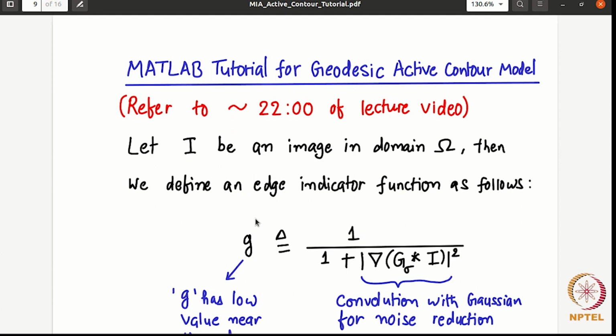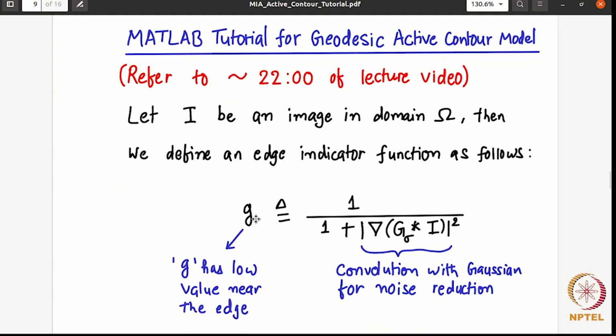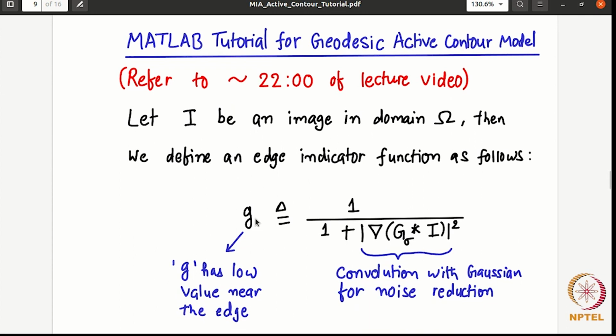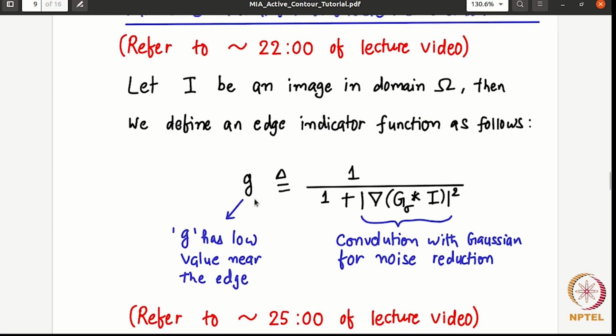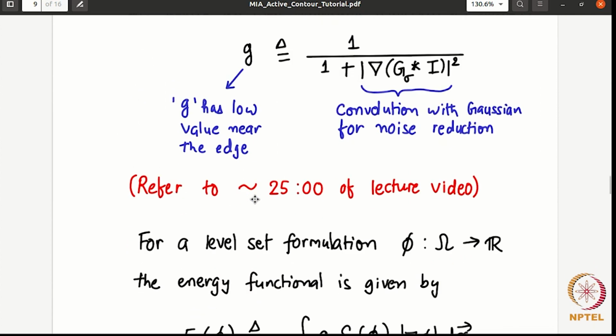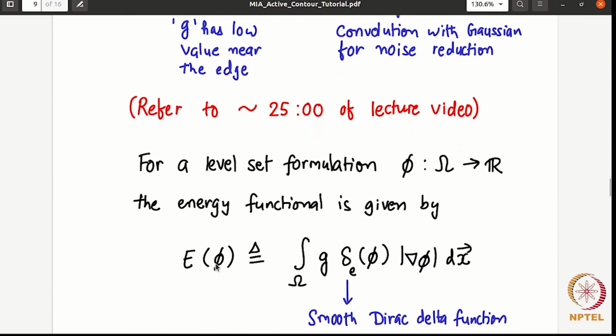So how do we do it? Given an image I, a simple edge indicator function is shown on your screen. It is small g. We can use this function to determine the energy functional and then solve the Euler-Lagrange equation to arrive at the gradient descent equation. So this is our energy functional. Now it is written in terms of phi, not in terms of C. Here delta is the smooth Dirac delta function.